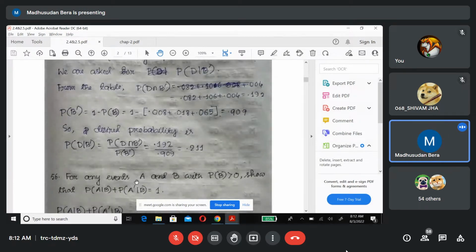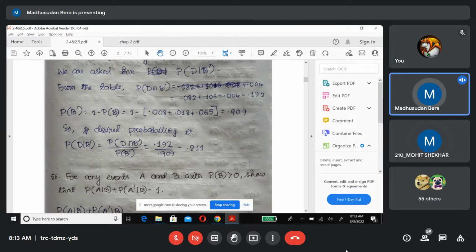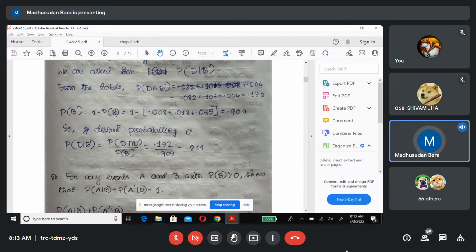3.909. So the required probability is P of D intersection B dash by P of B dash. That way it is calculated. Then this is very, very important, because when we solve questions related to tree diagrams, it is required. For any events A and B with P of B greater than 0, P of A given B plus P of A dash given B equals 1.